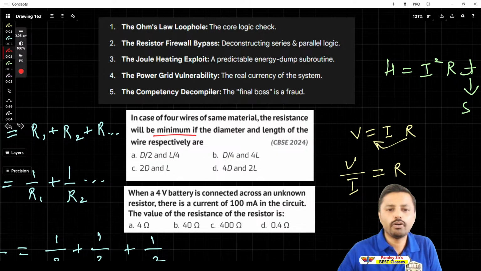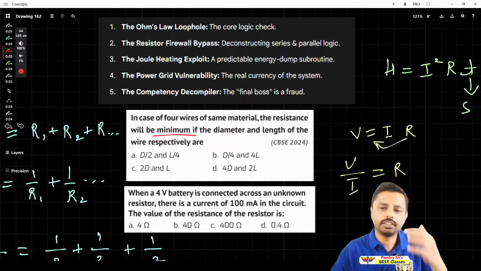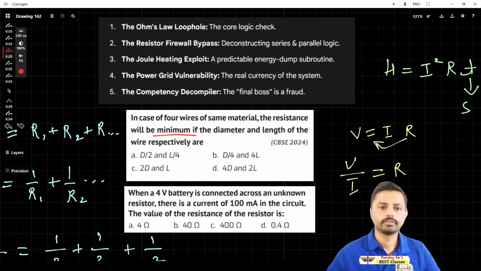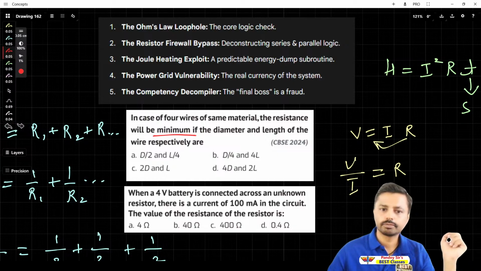Now the power grid, the real currency of the system. Yeah, that will take care. What is the power formula? P equal to VI. So let's have a question about power, and then we'll see the final boss.